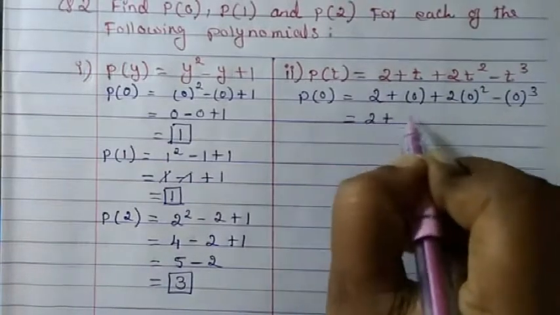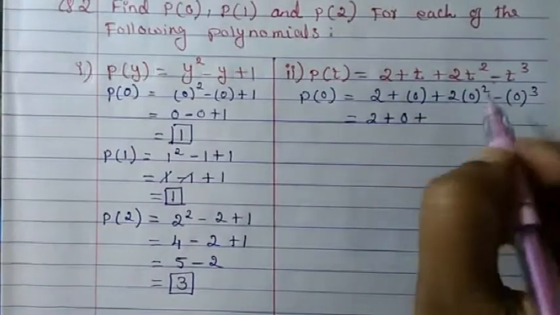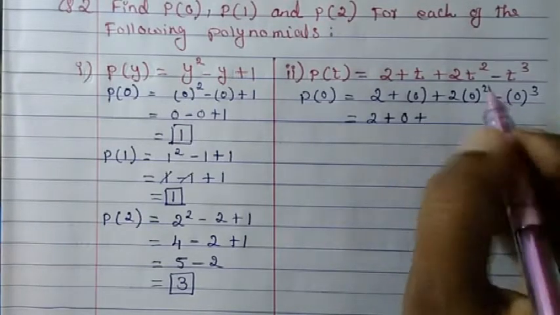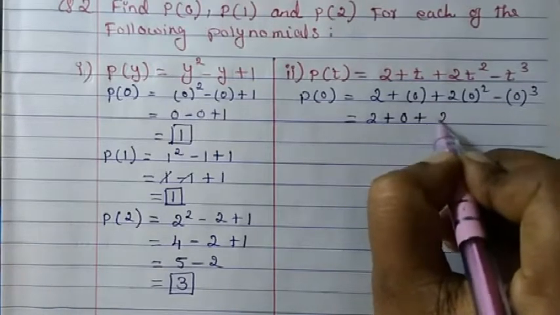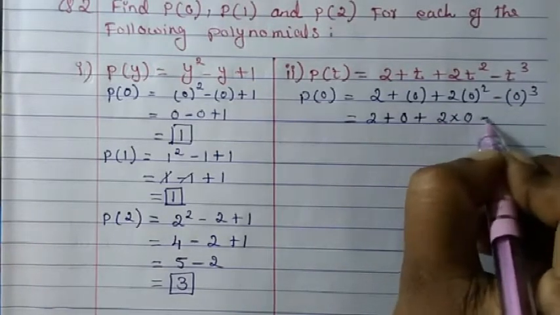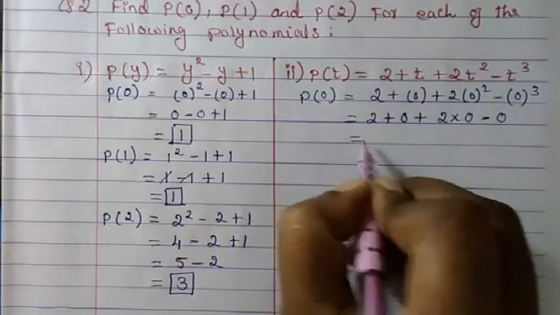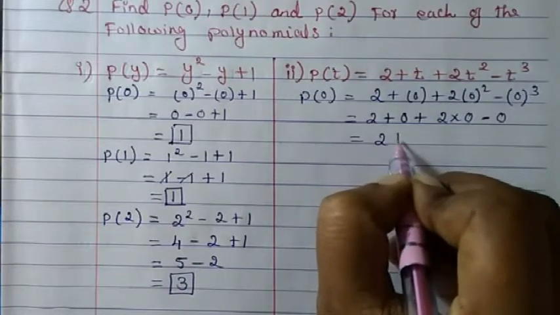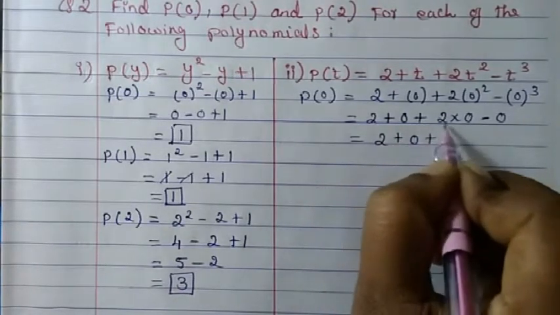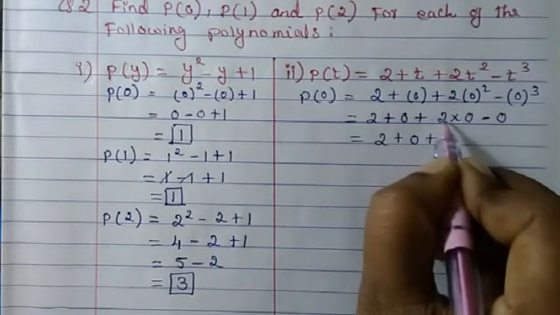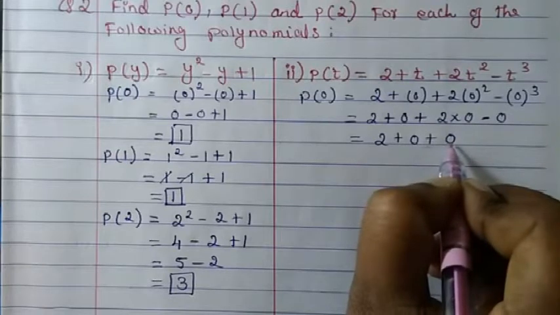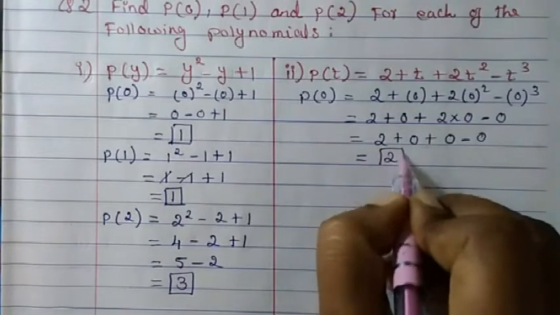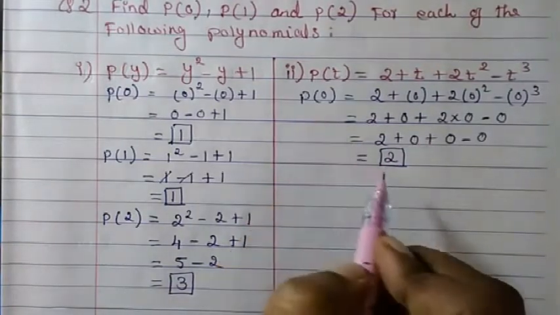So 2 plus 0 plus, now 0 square will be 0 only. With 0 when you multiply 2, you will get again 0. For your sake, I'll just write down: 2 into 0 square is 0. Now 0 cube also will be 0. Now all the zeros, let them go. Any number when you multiply with 0, it will become 0. So now what are we left with? We are left with 2. So that is for P of 0.